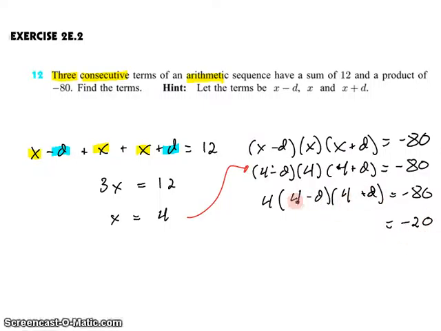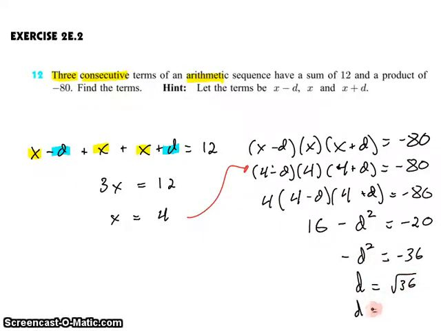And here I have difference of squares. 4 take d, 4 plus d. That gives me difference of squares, 16 take d squared, when I FOIL this. 16 from negative 20 is negative 36, which means that d is equal to the square root of 36, which is plus or minus 6. Anytime you take a square root, you need to remember plus or minus. Is it plus or is it minus?